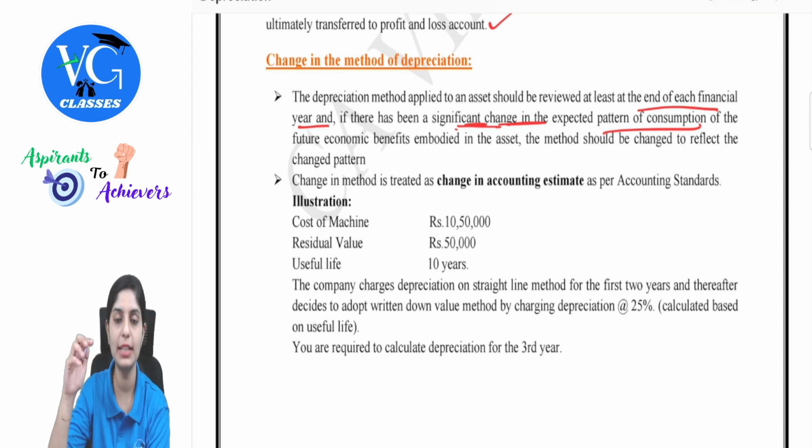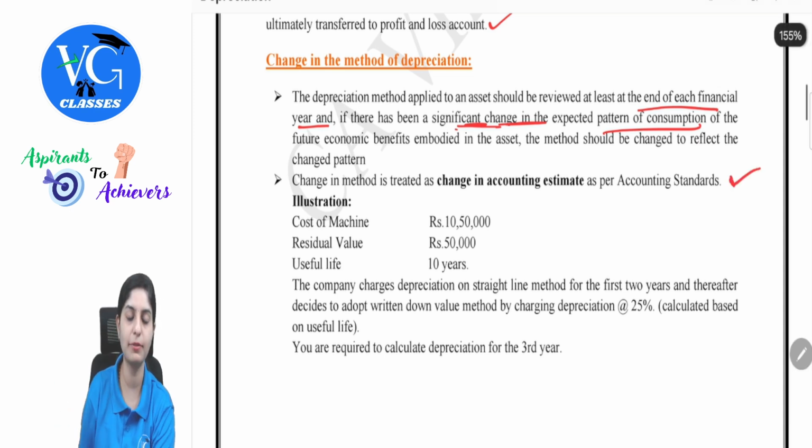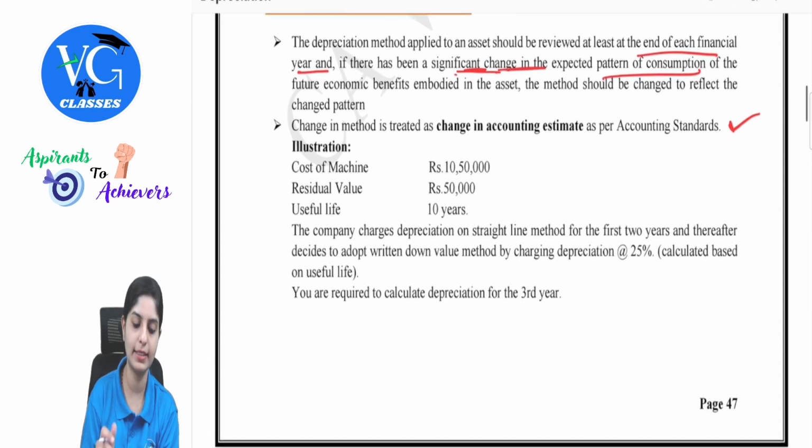Change in method is treated as a change in accounting estimate. We have observed what an accounting estimate is. So as per accounting standards, if there is any change in method, we will treat this as a change in accounting estimate. Let's understand this with an example.